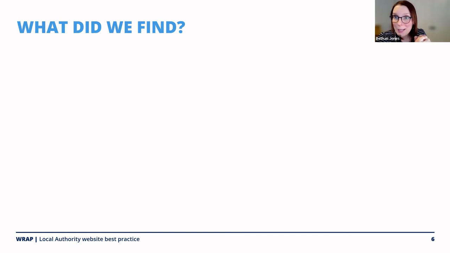We had a good look at content mix. Lots of them are very text heavy, but there are some which are much more visual. So we looked at how visuals and graphics were being used. And importantly, we looked at the user journeys as well, and how many clicks or how long it took people to actually get to key transactional information, like what's my collection day.